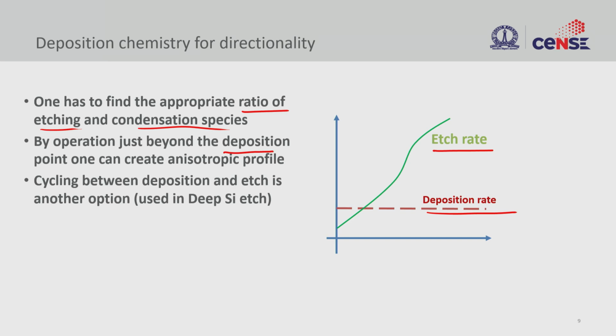And you can also do cycling, which we will see later. You can do both etching and deposition in the same process. You can etch by controlling the ratio, then move into deposition, then come back to etch and then move to deposition, which is something that is used in deep silicon etch, called the Bosch process. So in that process we use etching and deposition in a sequential fashion.